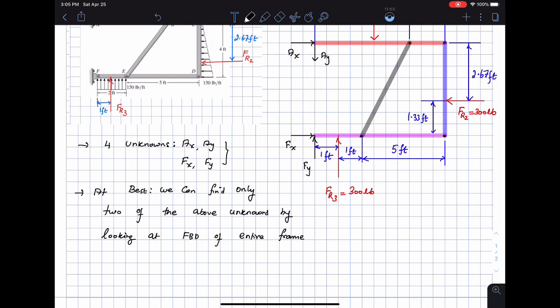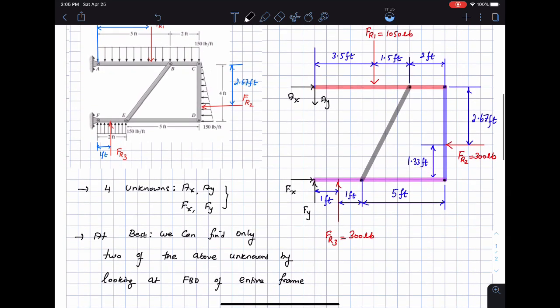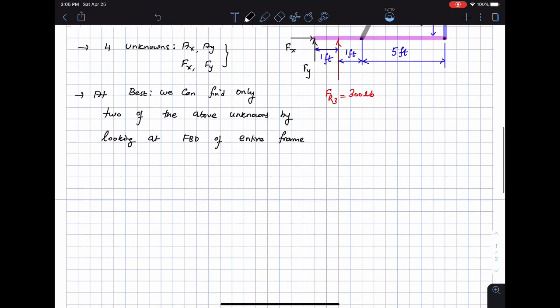But something is better than nothing, so I'm still going to take a look at that. What I'm going to do is sum forces in the x and the y directions, and then some moments about a certain point. If I sum forces in the x and y directions, I find that ax and fx are related to each other: ax plus fx is equal to 300 pounds, which is fr2. Let me do that first.